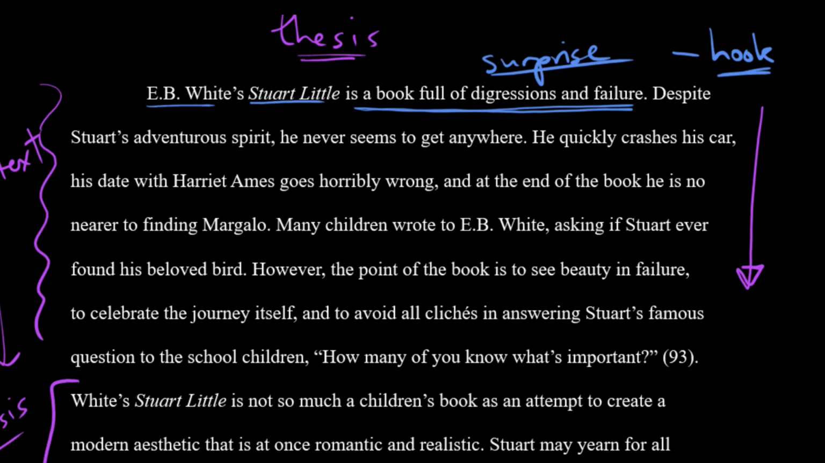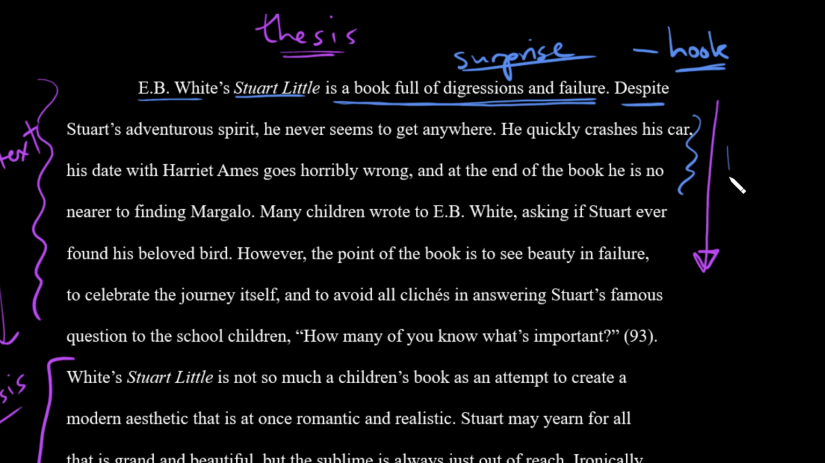The paragraph continues as follows. It goes, despite Stuart's adventurous spirit, he never seems to get anywhere. He quickly crashes his car, his date with Harriet Ames goes horribly wrong, and at the end of the book he is no nearer to finding Margalo. All of this is proof of our initial statement, right? We said, well, it is a book about failure, and here are some examples.